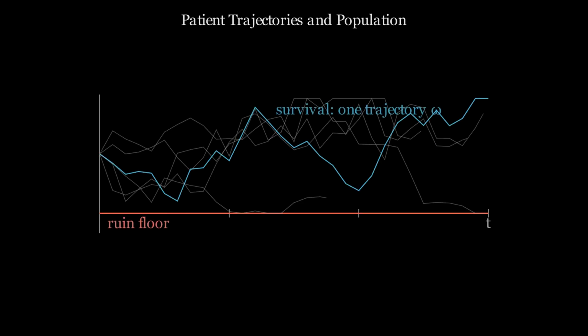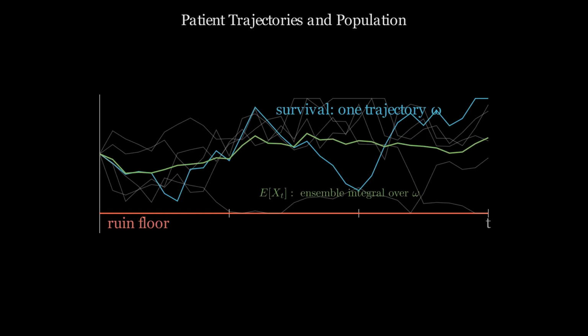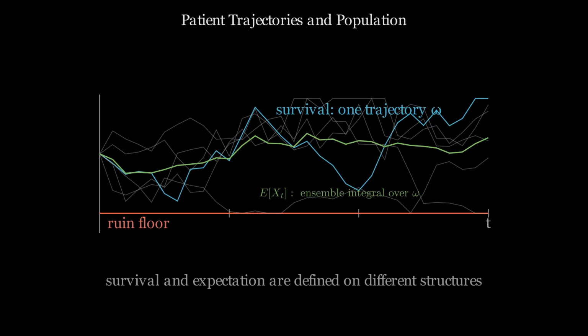A clinical process assigns a health state to every moment in a patient's life. The patient population is the collection of all individual trajectories simultaneously. A single patient history is one trajectory drawn from that population. It either crosses the critical threshold or it does not. Expected outcome across the population averages all trajectories simultaneously.